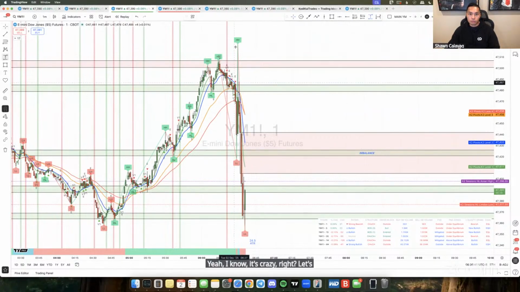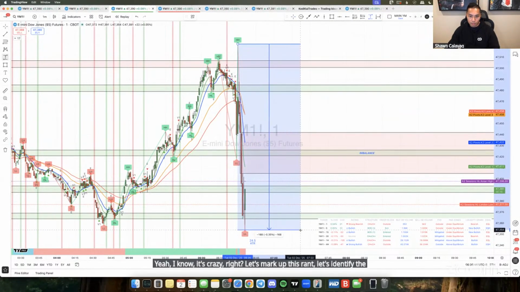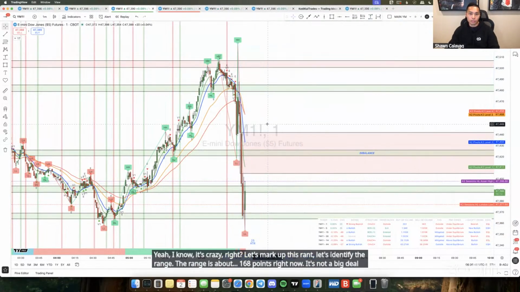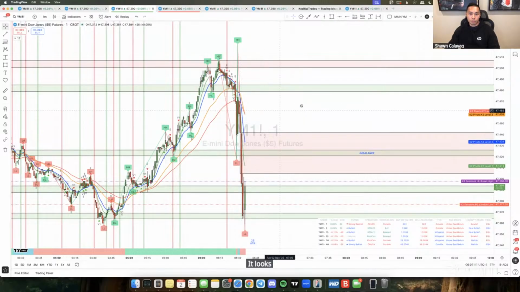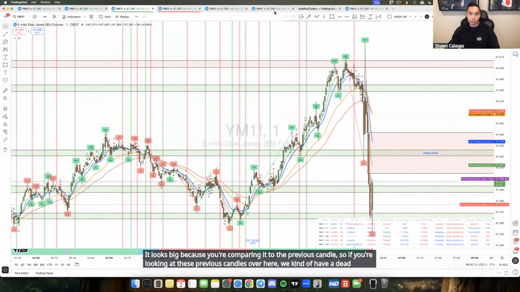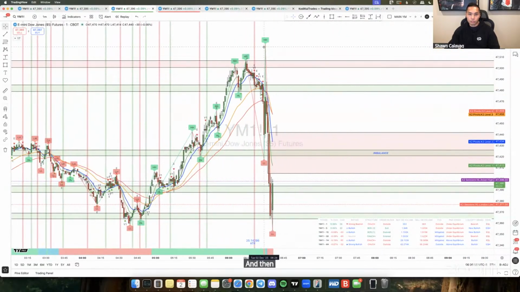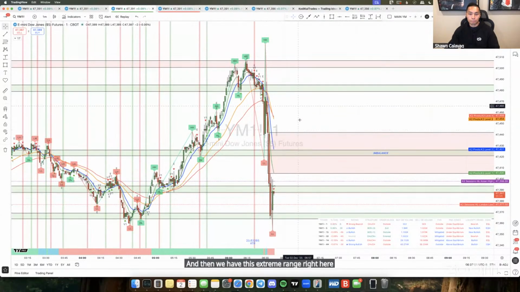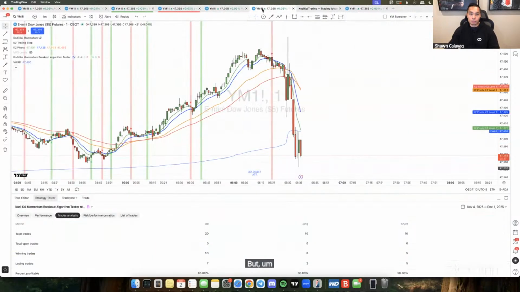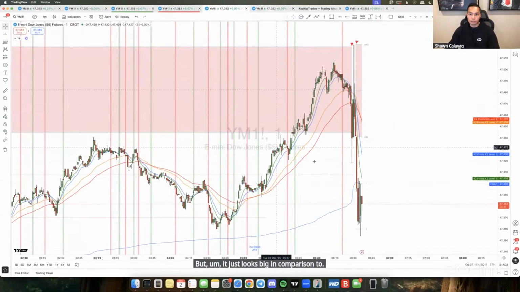Let's mark up this range. Let's identify the range. The range is about 168 points right now. It's not a big deal. I mean, it's a normal range, I guess. It looks big because you're comparing it to the previous candles. If you're looking at these previous candles over here, we kind of have a dead market, pre-market, and then we have this extreme range right here. It looks worse than it really is. It's about 160 points, so it's not huge. It's what I would consider normal, but it just looks big in comparison to everything else that's happening here.